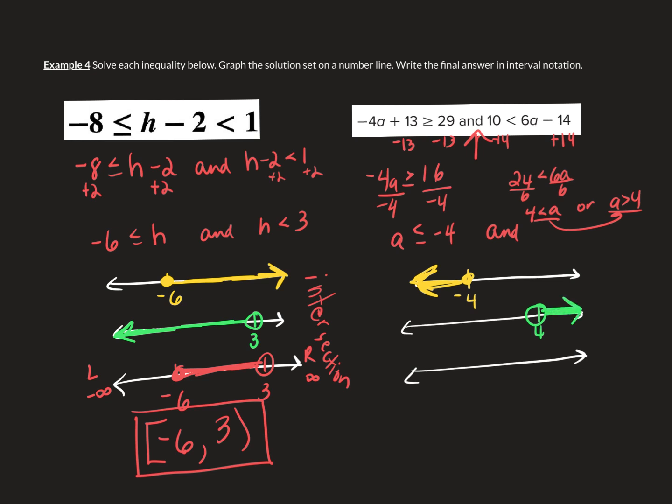Where would the green and the yellow intersect? Would they intersect at all? This would be the intersection here. So my number line is going to be empty. This one is no solution. That is not going to happen. So no solution for that second answer.